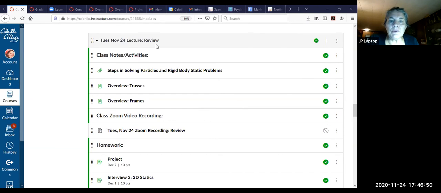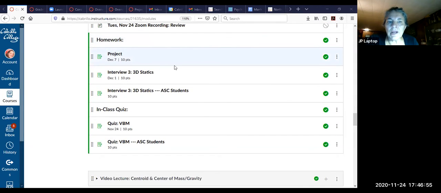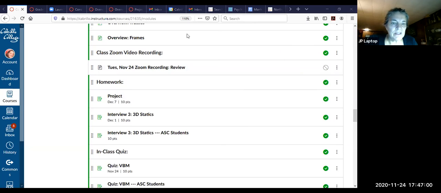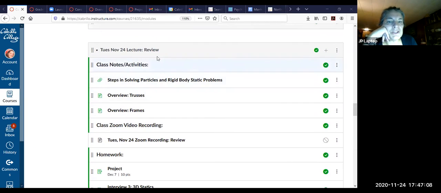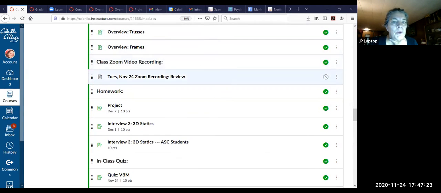All right, so today we're doing a review. So I'm going to skip that for now. But notice we're going to have, oh, I want to put something else in here. Okay, so we're going to go over the steps again for solving statics problems that are both particles and rigid bodies. We're going to do an overview of trusses and frames, which we did a little bit already today. Of course, I will post the Zoom recording when it's ready.